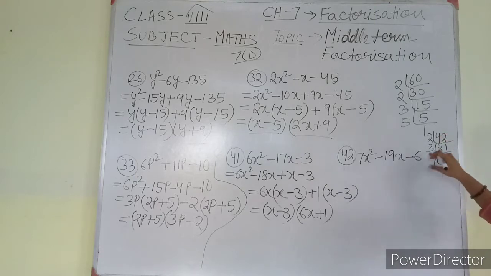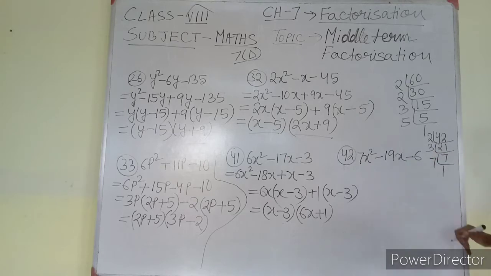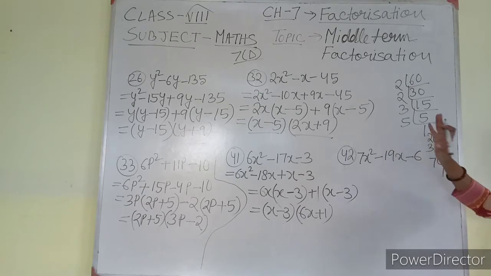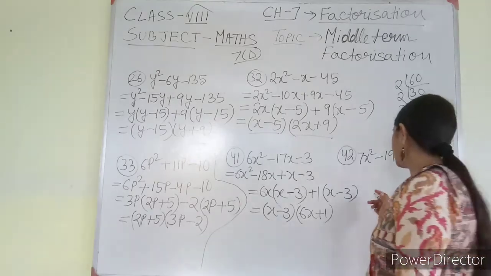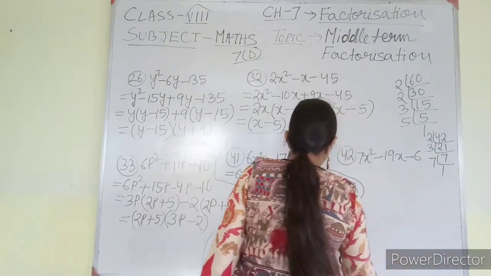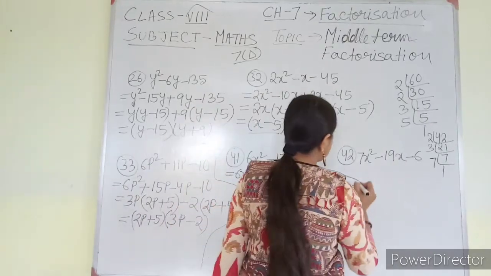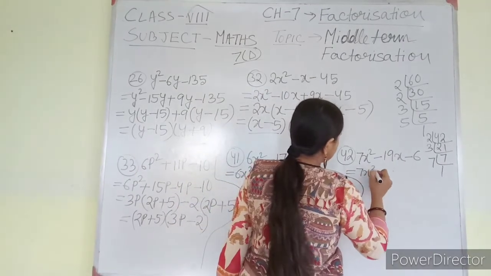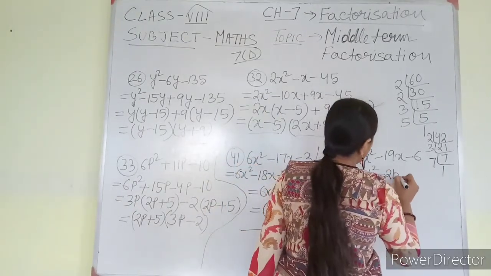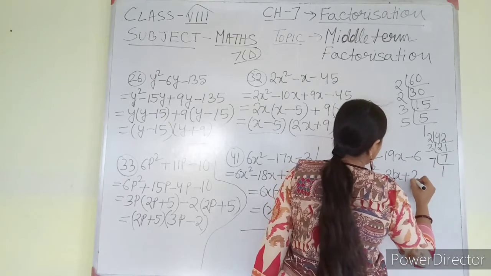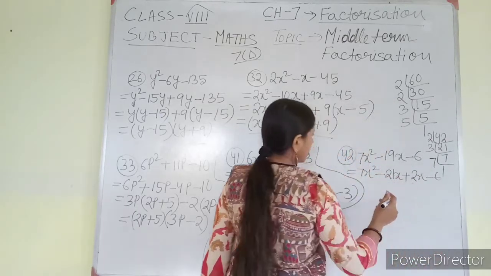So what are you getting? 7 2s are 14 and 3. 14 plus 3, 19 is not coming. Again, 7 3s are 21 and 2. Yes, 19 is coming: 21 and 2. If you subtract 2 from 21, 19 is coming. So you have to find it that way. Again, let me draw a border so that it does not get mixed up. So I can write 7x squared, and 19x can be written in the form of minus 21x plus 2x minus 6.